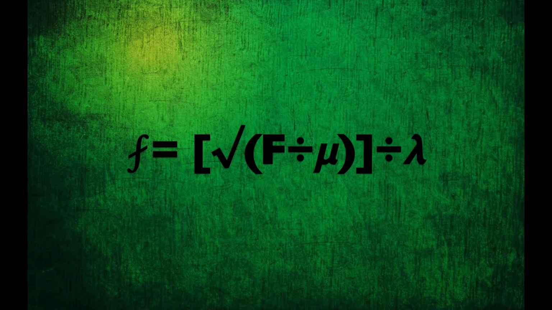If we change the tension of the string, the frequency will change. We have a formula: the frequency is equal to the square root of the tension divided by the linear density, all divided by lambda, the wavelength. So, if we increase the tension, the frequency of the harmonic will increase.